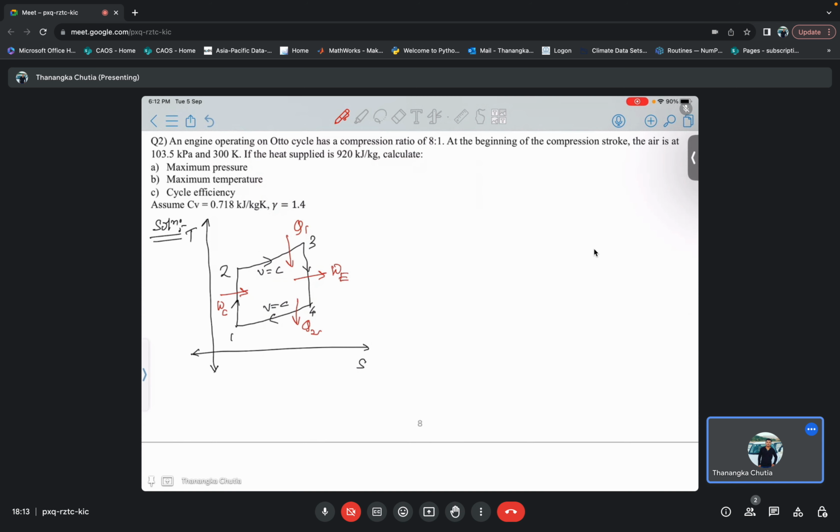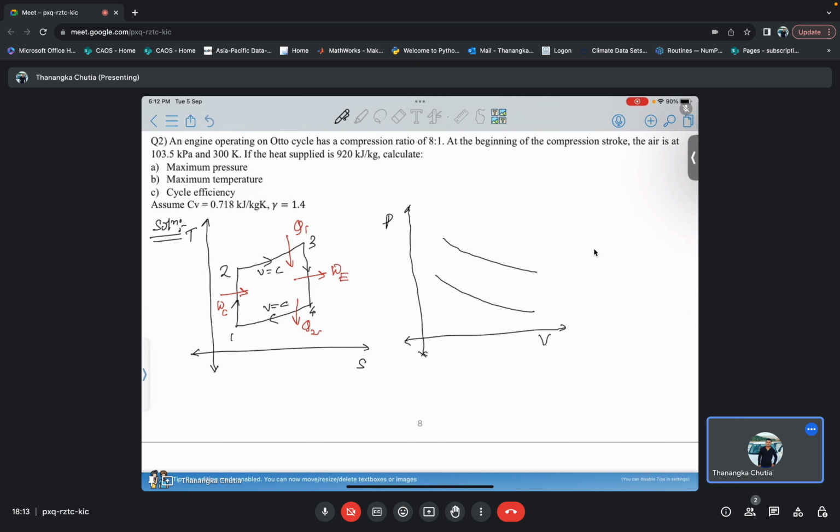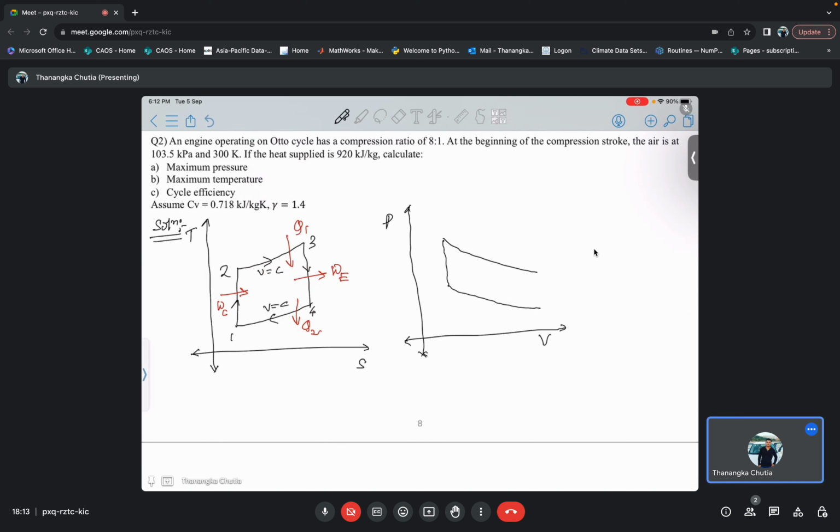Fine. And if you want to draw the corresponding PV diagram, so this will be 1 to 2 compression, 2 to 3 constant volume heat addition, 3 to 4, and then 4 to 1. Correct. So from here, what is the maximum pressure?